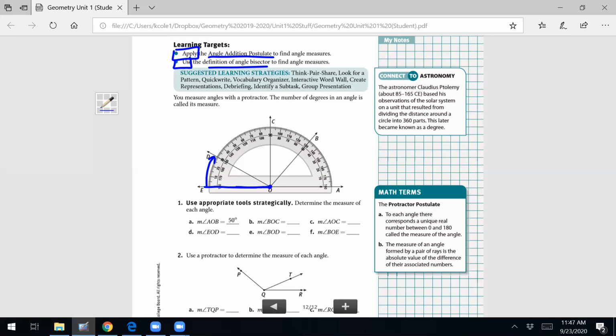So for this one, EOD, what's the degrees of EOD? 30, because we're here at 0 and this is at 30, so that's going to be 30 degrees. So that's how you read a protractor. So that's EOD. So you go ahead and do the other ones. Do B, C, E, and F.